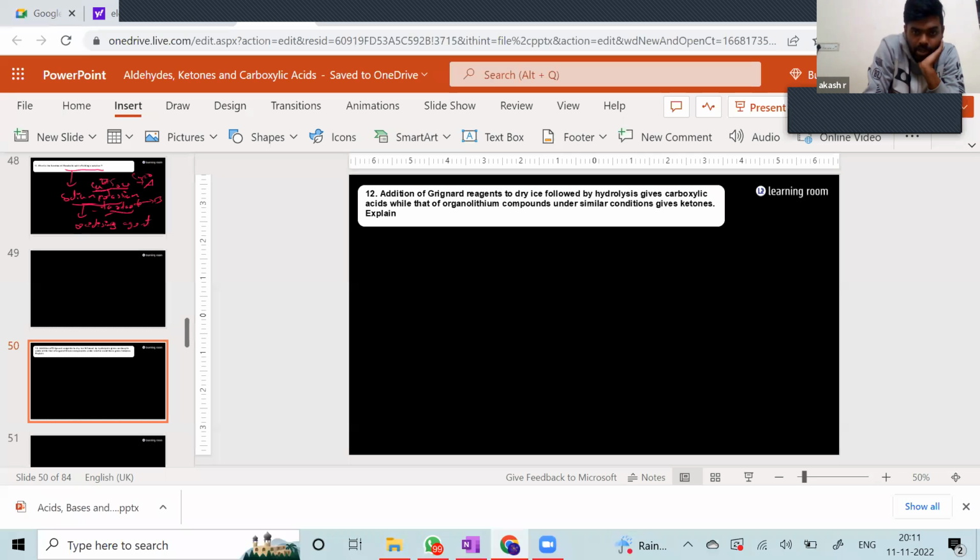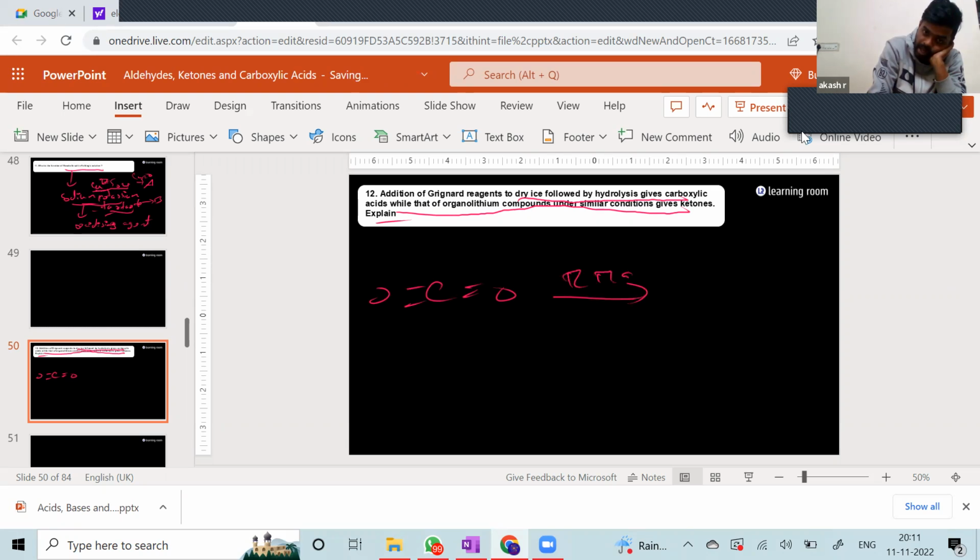Addition of Grignard reagent to dry ice followed by hydrolysis gives carboxylic acid, while that of organolithium compounds under similar conditions gives ketone. Okay, now look at this. Dry ice is CO2, right? Now CO2 reacts with RMgX, right? Now what is going to happen? This R minus is going to come and attack here, and this O minus leaves. I mean, this double bond breaks.